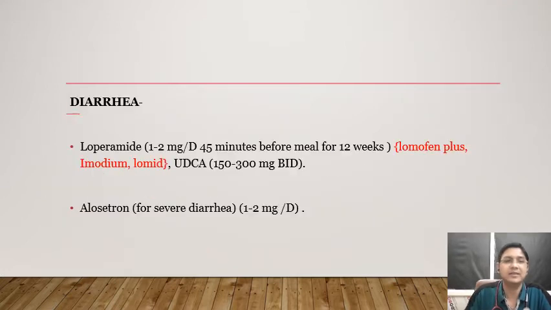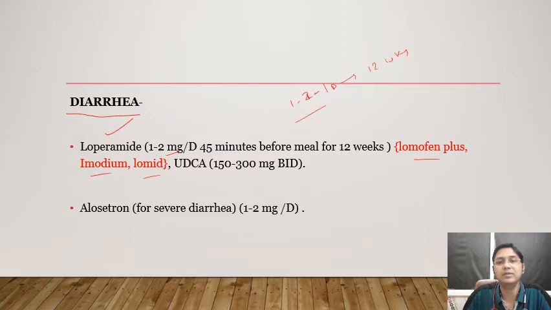And next, if it is diarrhea predominant IBS, then yes, loperamide. This is very frequently used in patients. It is available in 1 to 2 milligram strength, and the brand names you have are Lomofen Plus, Imodium or Lomit. So you have to give 1 to 2 milligram per day for at least 12 weeks.